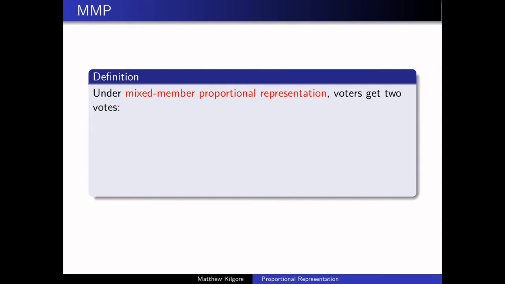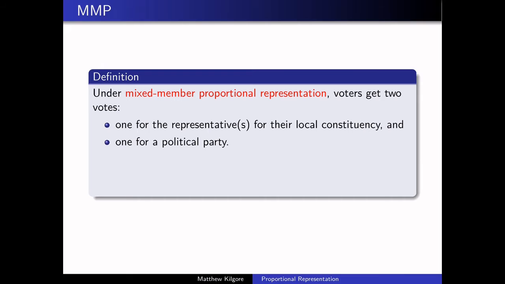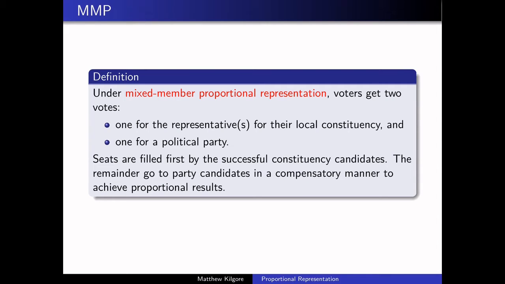systems. These are the medium difficulty systems. The key innovation behind MMP systems is that voters get 2 votes. They have one for a local representative or representatives if their local constituency is multi-member, and they have a national political party vote. And what happens is, first the local constituencies are filled, and then the remainder of the seats will go to party candidates in a manner to make the overall composition proportional.